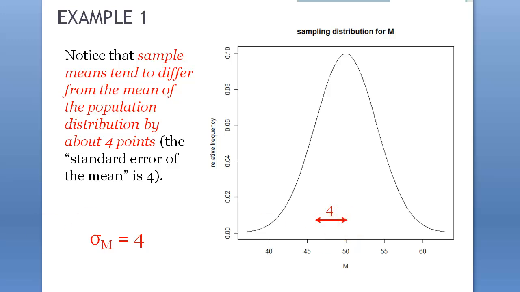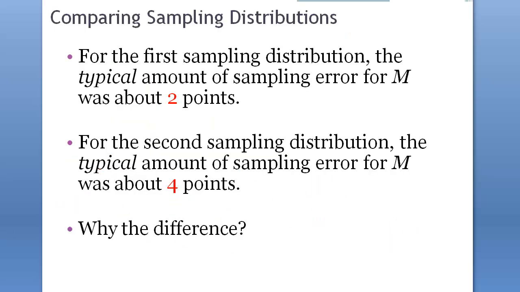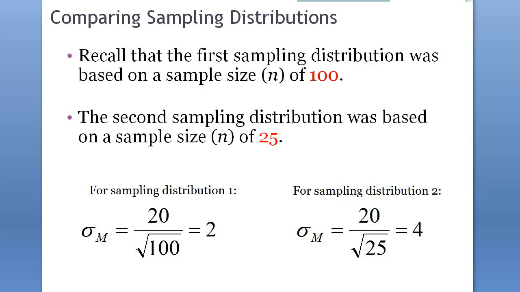If you have a really small sample and you don't get this idea, you're going to have a hard time understanding this. For the first sampling distribution, the typical amount of sampling error for M was about 2 points. For the second sampling distribution, the typical amount of sampling error of M was about 4 points. Why the difference? It's a different sample size. If we have more data, the error is going to be smaller. But if you only have a much smaller sample, then of course it's missing a lot of data, so the error is going to be larger.